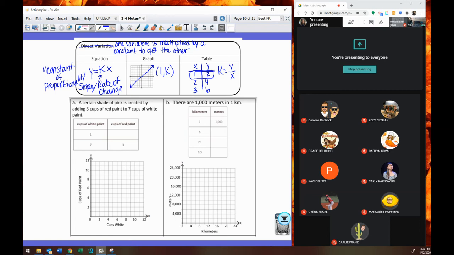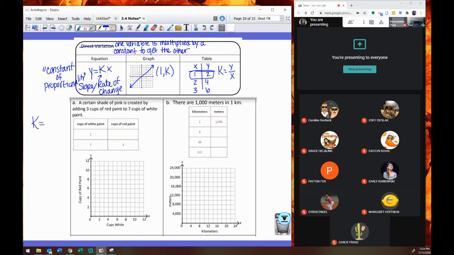So for A, it says a certain shade of pink is created by adding 3 cups of red paint to 7 cups of white paint. So it's a proportional relationship. If I want to keep making the same shade of pink, I want to change both amounts of paint the same, right? If I add too much white, then it's going to be lighter. If I add too much red, then it's going to be darker. So we want to figure out our constant of proportionality.